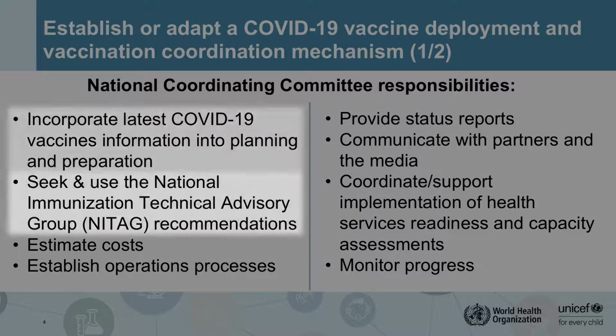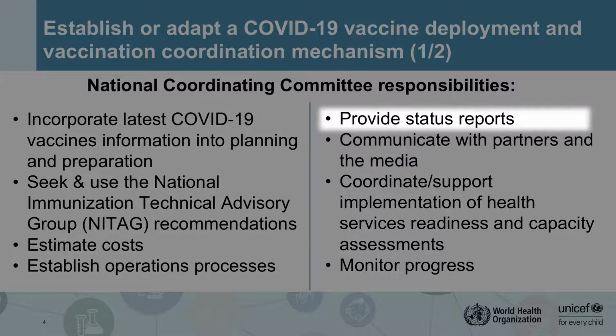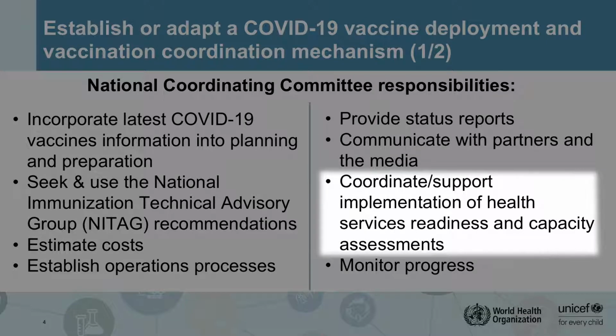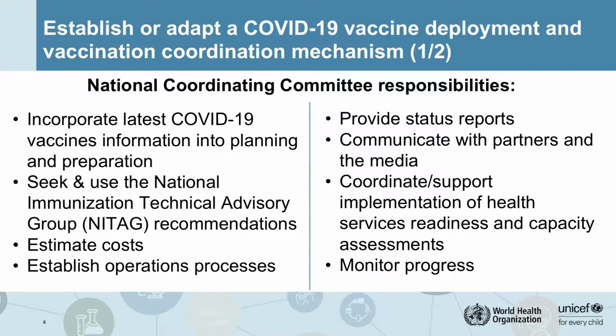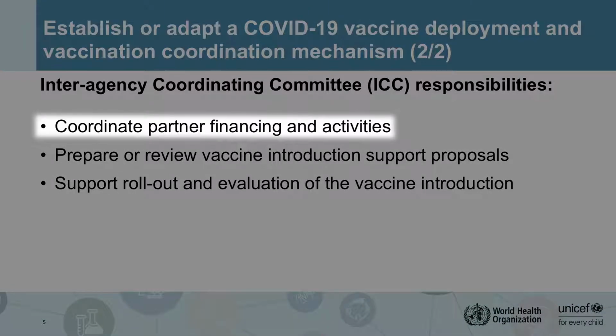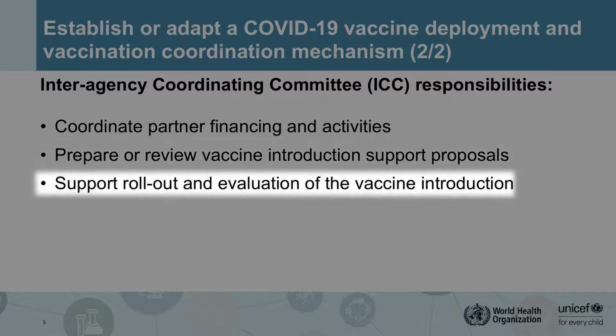preparation. It should seek and use the National Immunization Technical Advisory Group, NITAG, recommendations, estimate costs, establish operation processes, provide status reports, communicate with partners and the media, coordinate the implementation of health services readiness and capacity assessments, and finally, it should monitor progress. On the other hand, the Interagency Coordinating Committee, ICC, is responsible for coordinating partner financing activities, preparing or reviewing vaccine introduction support proposals, and supporting the rollout and evaluation of the vaccine introduction.